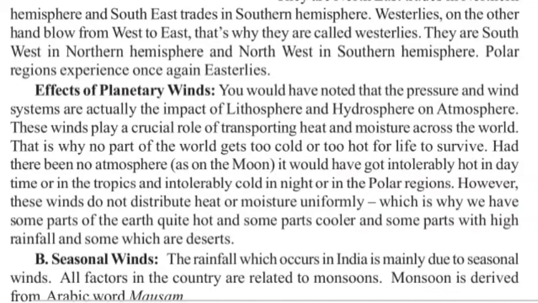So that's why no part of the world gets too cold or too hot for life to survive. Understand? If you see the moon's surface, there is no atmosphere. So that's why life is not possible there. Okay? The days are very hot on the moon, even in the daytime, and during the night time it is very cold. Understood? So this happens on the moon.